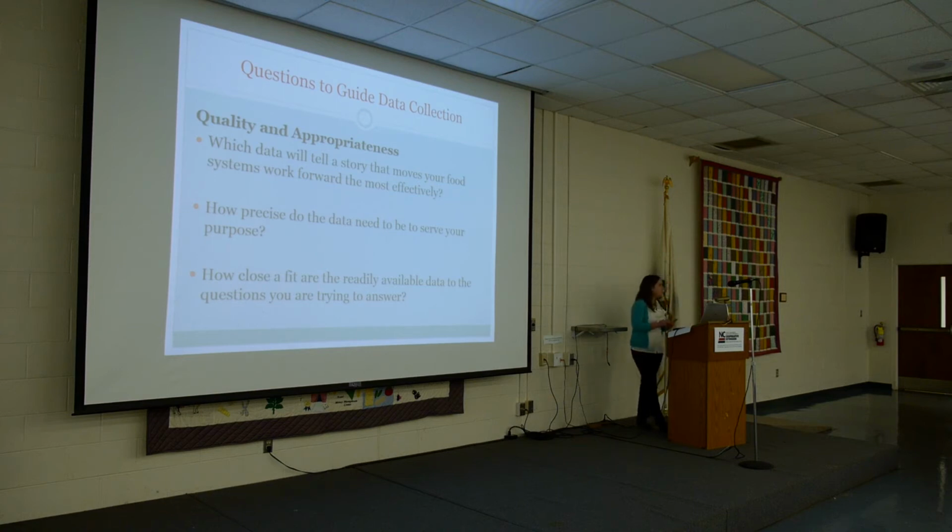What data is out there that best tells your story? And how precise do the data need to be to serve your purpose? In certain cases, they need to be very, very precise. In other cases, maybe they can be more general or broad. So how precise does that secondary data really need to be, and how does that align with the sources? And how close a fit are the readily available data to the questions you're trying to answer?